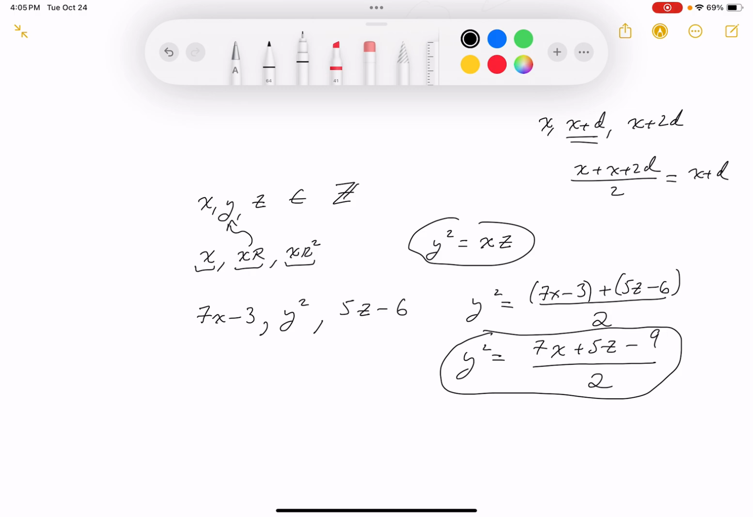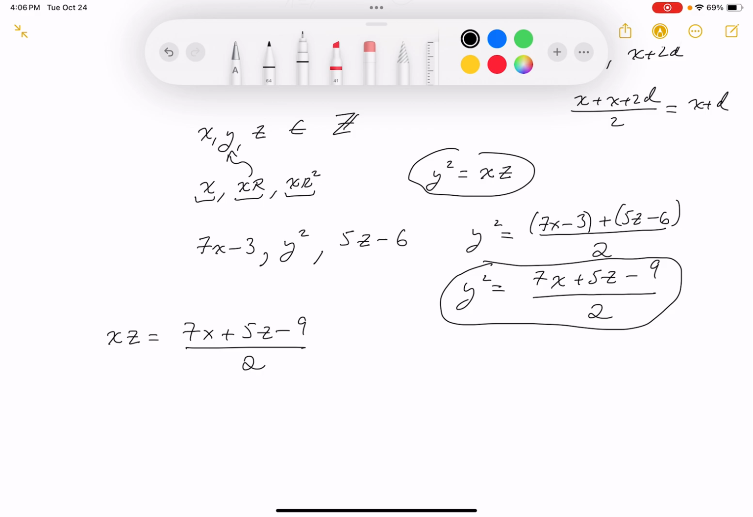So what I would probably do is look at this and say, I could equate these two equations together, right? So if y squared is y squared, I could say xz is equal to 7x plus 5z minus 9 over 2. Now, someone says, what did that accomplish? I'm going to say a little bit, but not much. It got rid of one of the letters in the problem, and now I'm left with just x and z. So I want this over here. So 2xz equals 7x plus 5z minus 9. That's a nice thing to know, by the way.